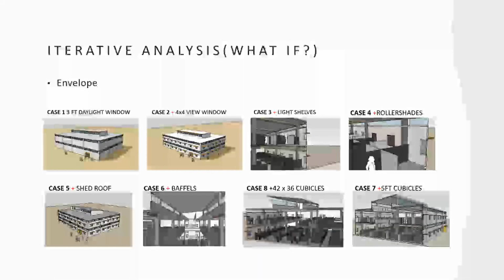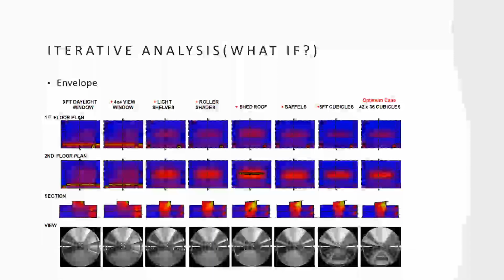So, iterative analysis. Here we're looking at the envelope, doing daylight, adding a view window, light shelves, roller shades, shed roof, baffles. What happens when we add cubicles? Interior partitions and furniture arrangement is actually quite important when you're using daylighting as your primary lighting source, as well as then changing the cubicle size. So you can see how we're layering these and seeing the impact each strategy has. And we're just trying to get to a net positive.